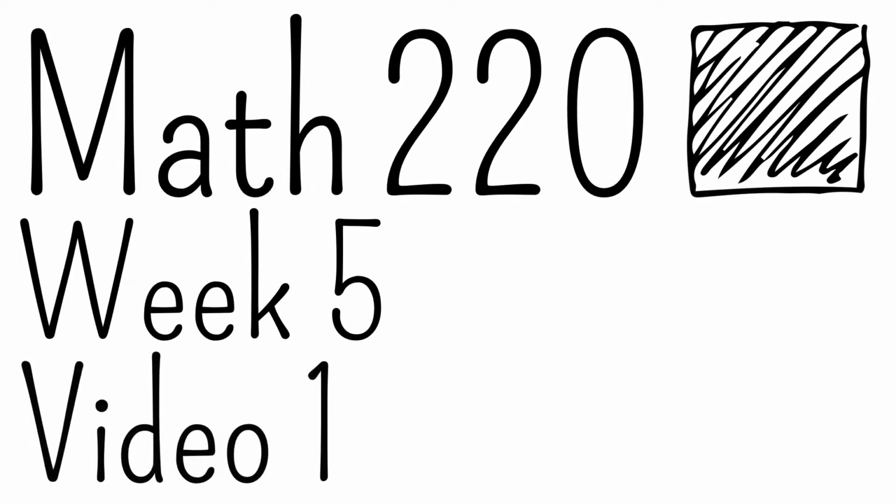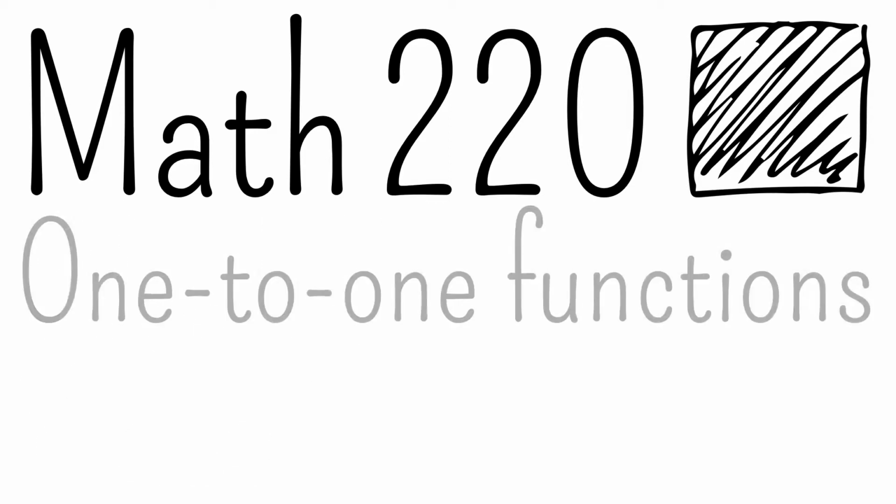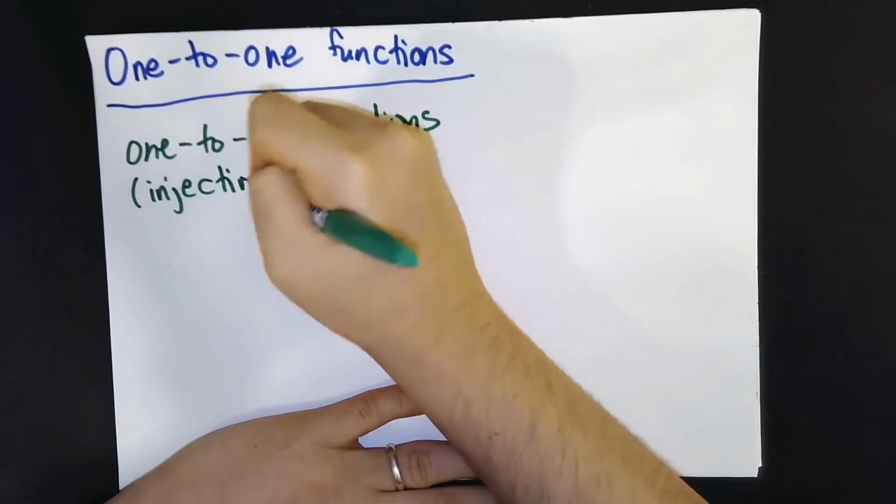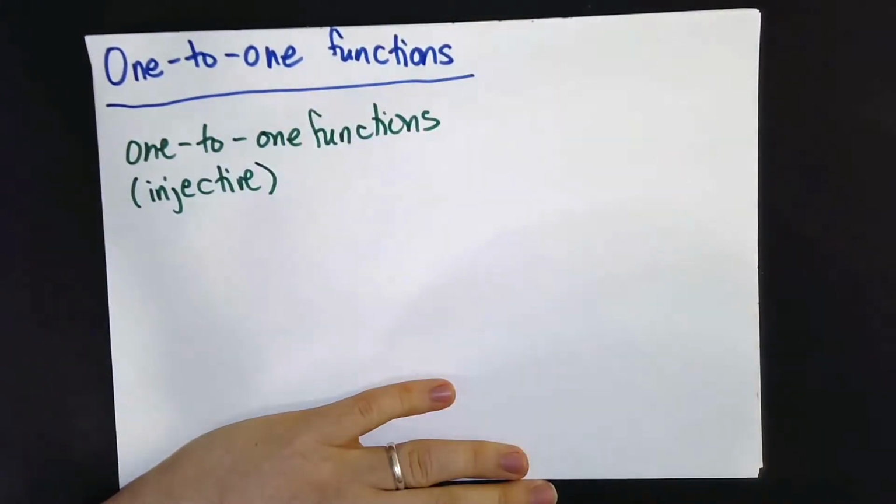Welcome back, everyone. This week we're going to continue our discussion of functions, and we're going to start talking about special kinds of functions. Just as a small preview, in this video we're going to talk about one-to-one functions. So we'll talk all about what those are, how to prove a function is one-to-one, is not one-to-one, all of that kind of thing. And I'll go ahead and tell you now that one-to-one functions are also called injective functions.